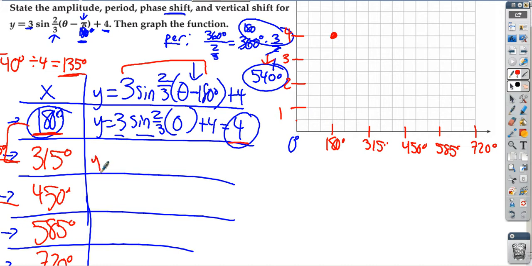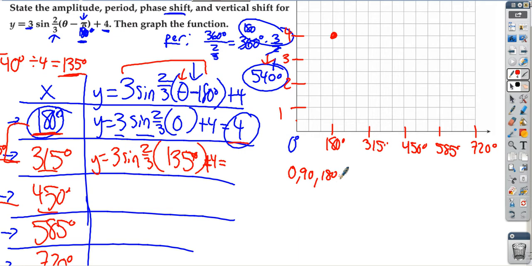Now we just need to fill in our table of values. And the way that we do this is we take these values and we plug them in right here for theta. So 2/3 of 315 minus 180 plus 4. Okay, 315 minus 180 is 135. So we said if we're doing this correctly, our values 0, 90, 180, and 270 should be getting plugged in. So let's verify that that happens. 2/3 of 135 is actually 90 degrees. So that's a good sign that we're getting 90 plugged in. Sine of 90 is 1, and then 3 times 1 is 3, and then 3 plus 4 equals 7.